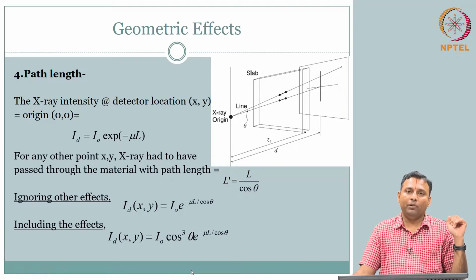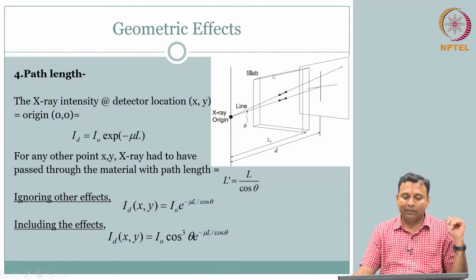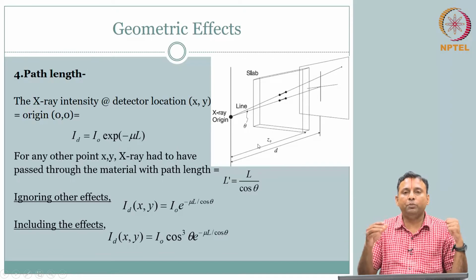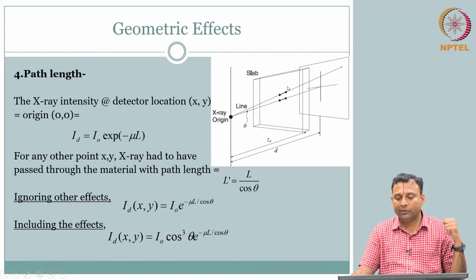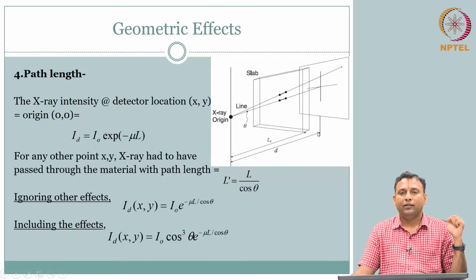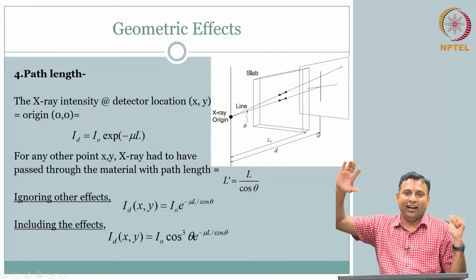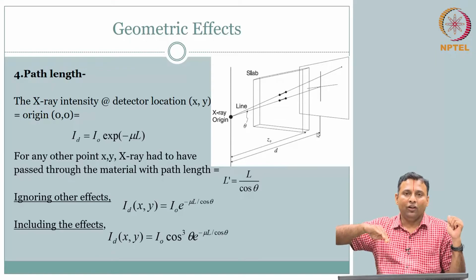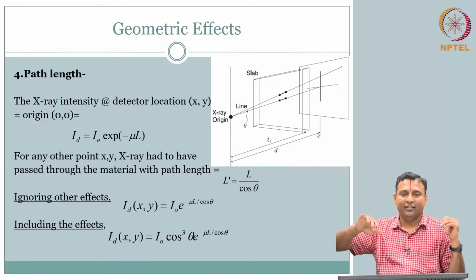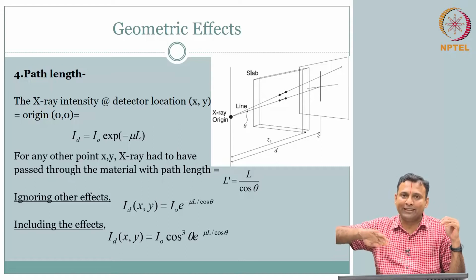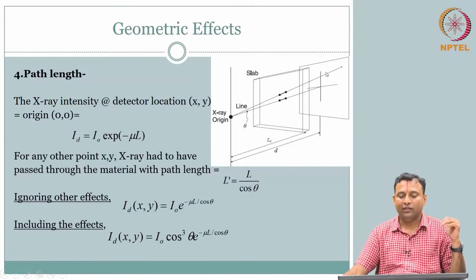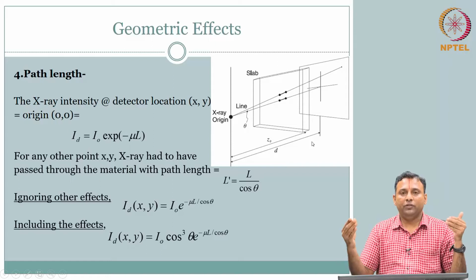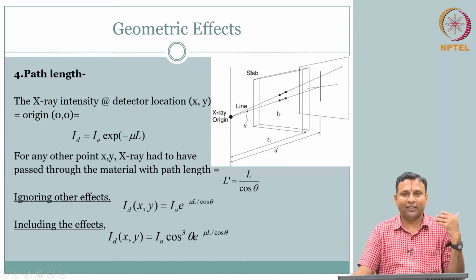So, now you see the problem. Even if I have the same slab with the same mu, what should be my detector image? This is my unknown, my f of x comma y. What should be my g of x comma y? It should show the same attenuation, the same mu value throughout. Whatever is lost should be the same throughout the detector plane. That is what would be a good estimate of your f of x comma y.